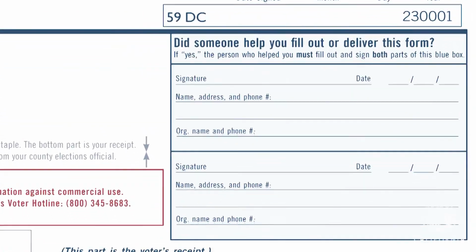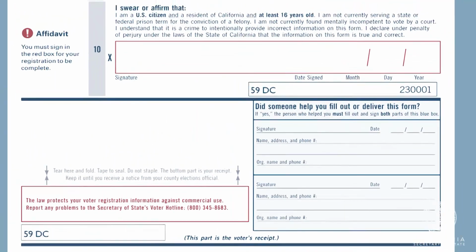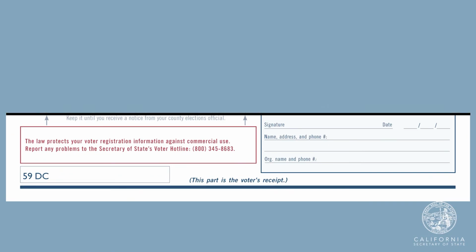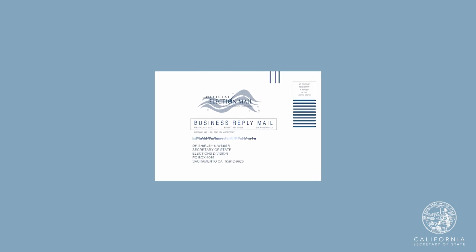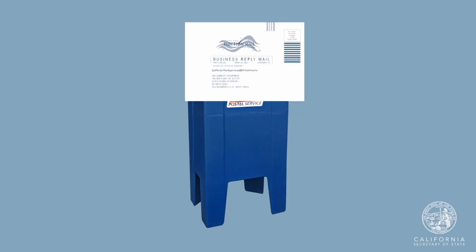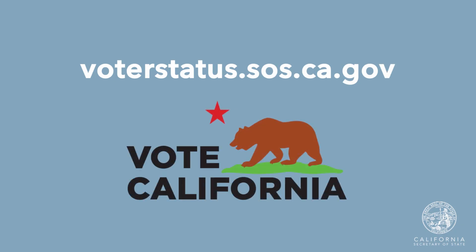Blue box. If someone has helped you fill out or deliver the card, they must complete the blue box found on the bottom right-hand side of the card. When finished, tear and keep the bottom part as your receipt, and keep it until you receive a notice from your county. Fold and tape to seal your voter registration card, but please do not staple. No postage is necessary if the card is mailed in the United States. You can check your registration status at voterstatus.sos.ca.gov.